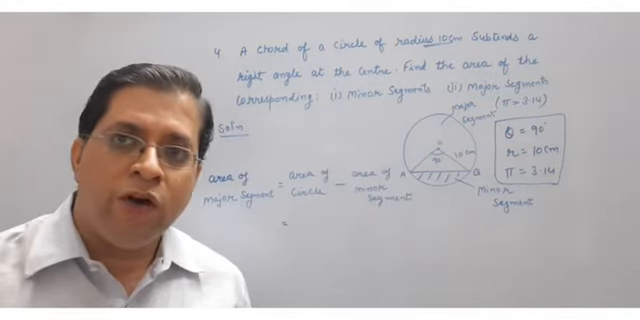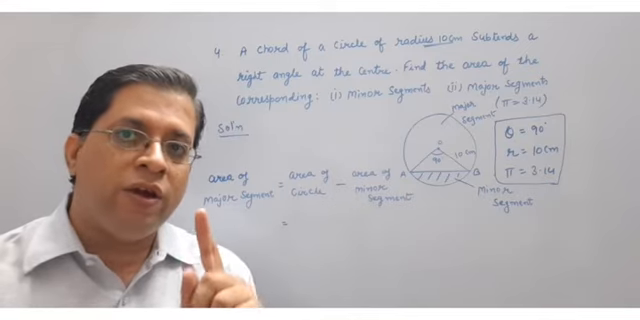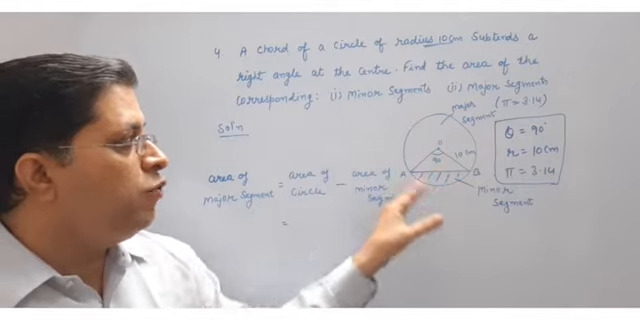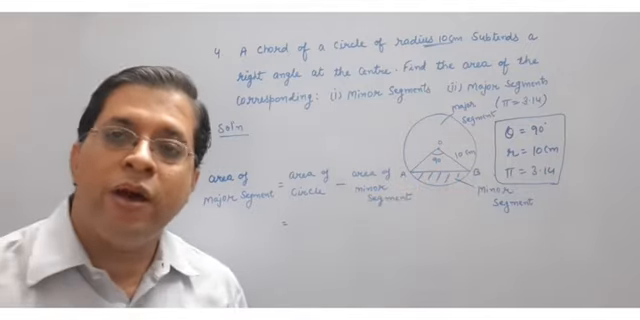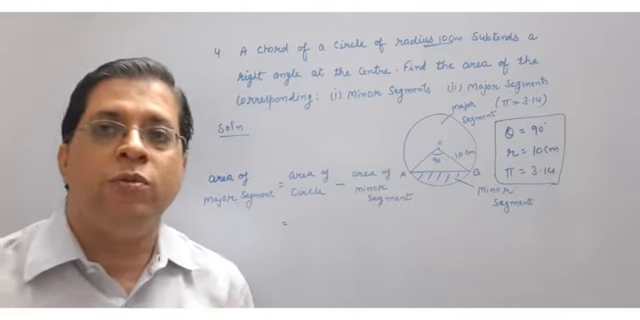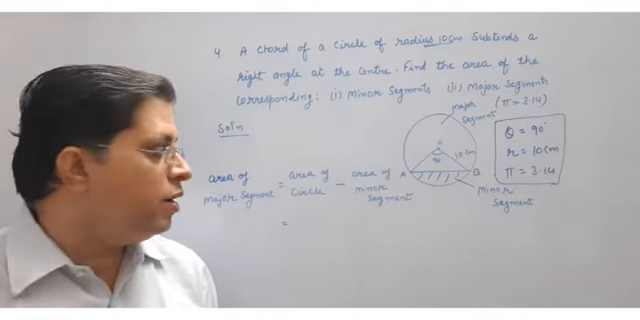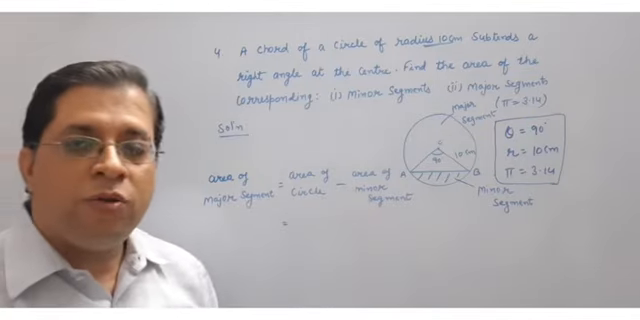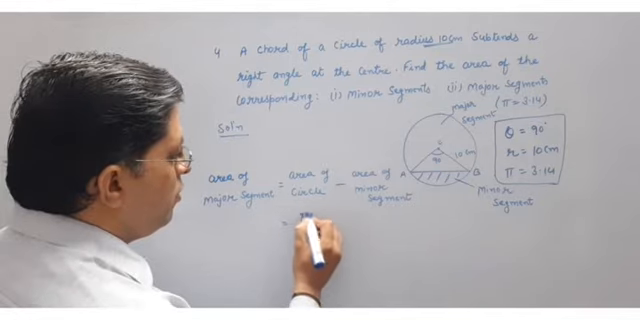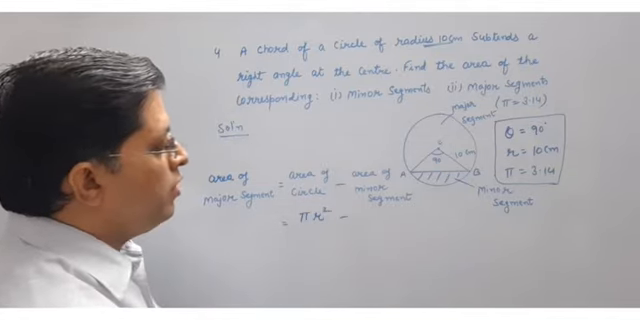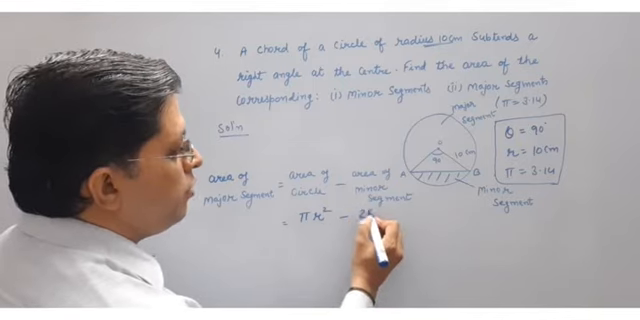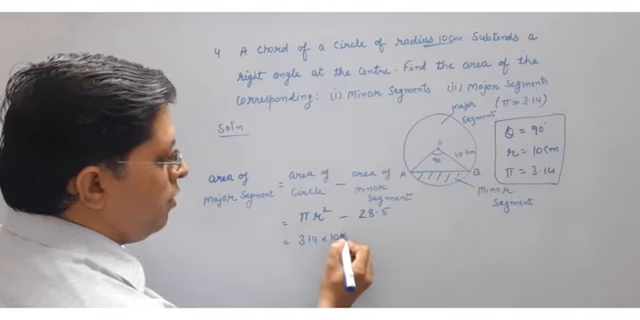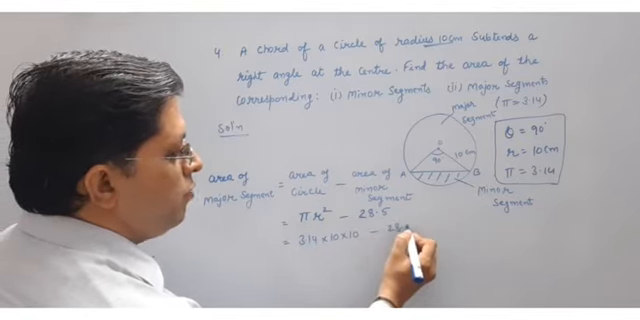Now you have to find out the area of major segment. Earlier I told you, how can we get the area of major segment? That is the area of a circle minus the area of minor segment. With the help of this formula you can get the area of major segment. See, area of major segment is equal to area of circle minus area of minor segment. What is the area of circle? This is pi r square. What is the area of minor segment? That we got, 28.5. See, 3.14 into 10 into 10 minus 28.5.